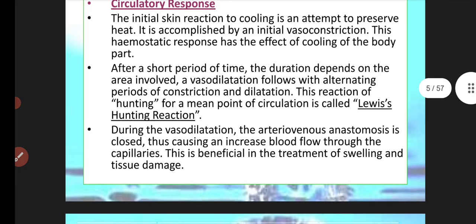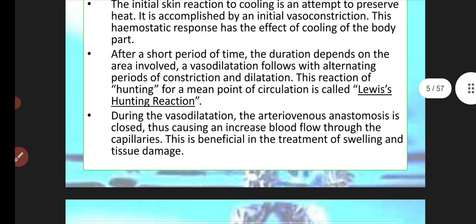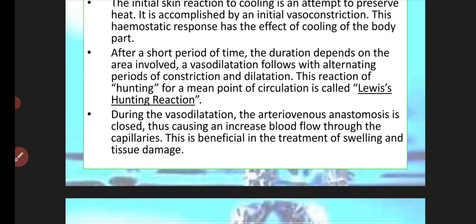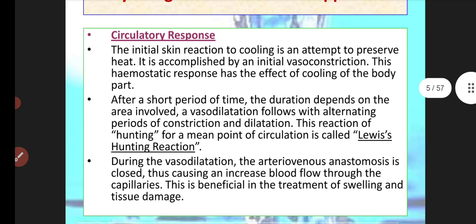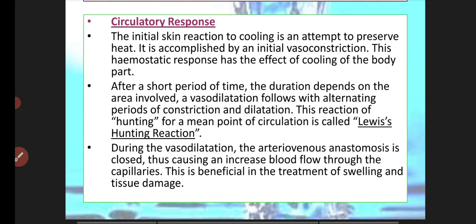a vasodilatation follows with alternating periods of constriction and dilatation. This alternating period of constriction and dilatation, this reaction of hunting for a mean point of circulation, is called the Lewis hunting reaction. A short note comes from the Lewis hunting reaction. Okay, you have to write the whole thing: initially vasoconstriction, then vasodilatation, and it occurs. Time depends.